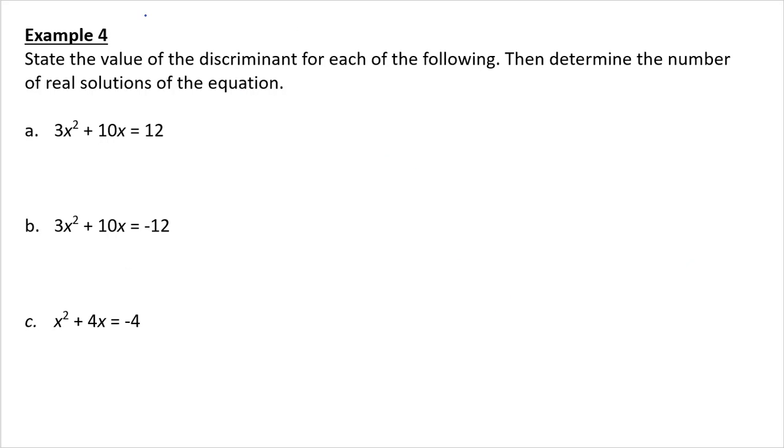Okay. State the value of the discriminant for each of the following, then determine the number of real solutions. Again, you have to get this equal to 0. And I'm always about working smarter, not harder. I almost said it wrong. Working smarter, not harder. So just use the discriminant. Don't plug it into the whole quadratic formula. Remember, your discriminant is b squared minus 4ac.